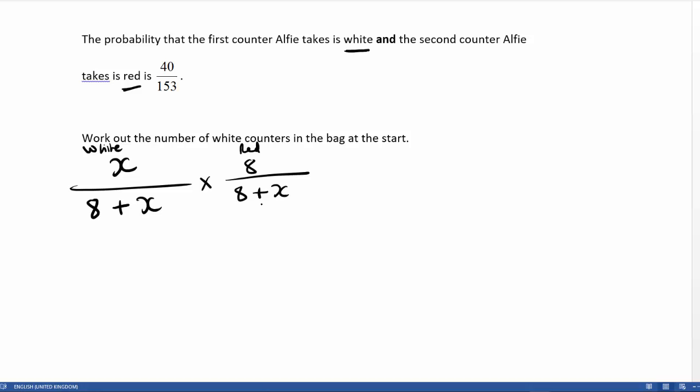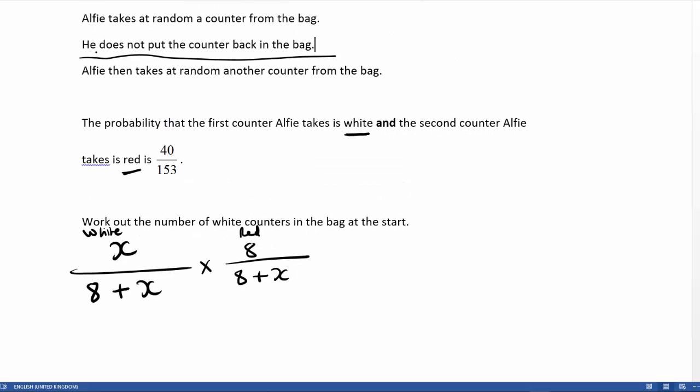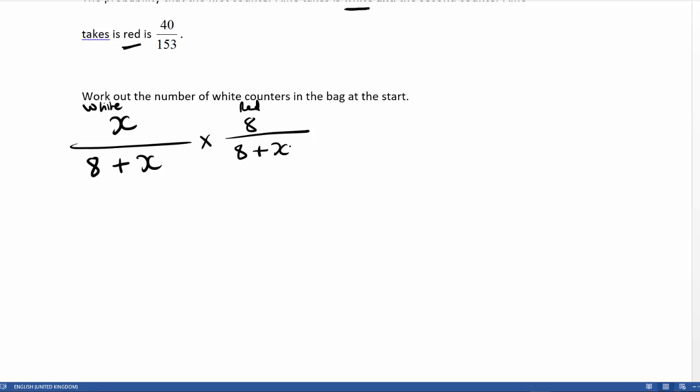But what happened in the question? Let's scroll back up. They said, Alfie takes at random a counter from the bag, when he took out a white one. But he says here, he does not put the counter back into the bag. So we have to subtract 1 from here, because we don't know how many white counters are in the bag. All we know is that he took out one white one and didn't put it back. So we have to account for that. I'm just going to put those in brackets, yeah?